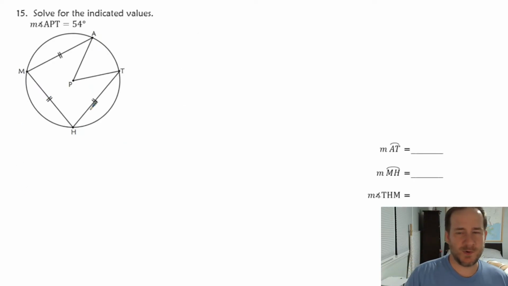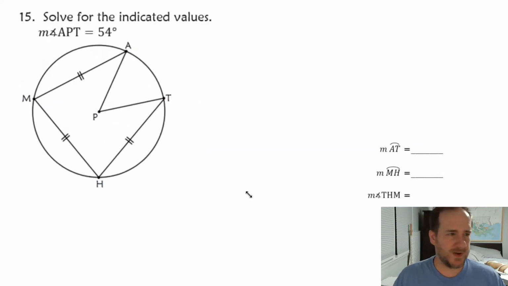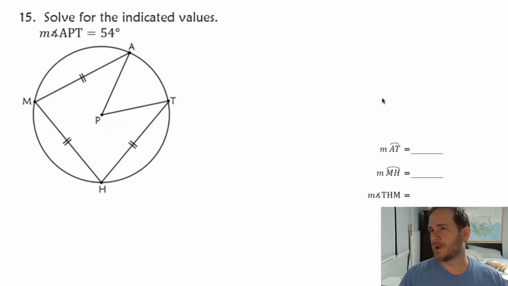Alright, let's do this problem. Now this time there's a rule that I think you really do just have to know, and I never told it to you. I'm not sure if there's any other way to do this problem, but let's find out. So it says APT is 54. APT being that central angle. So it's probably obvious to you that if the central angle is 54, then the arc that it cuts is 54 as well.